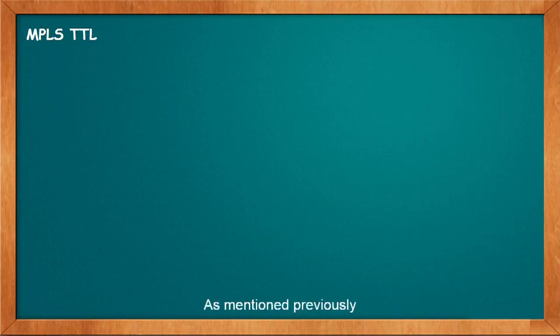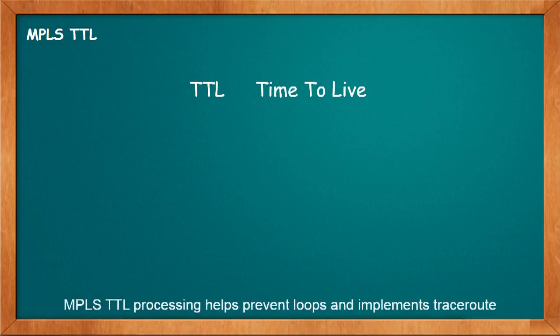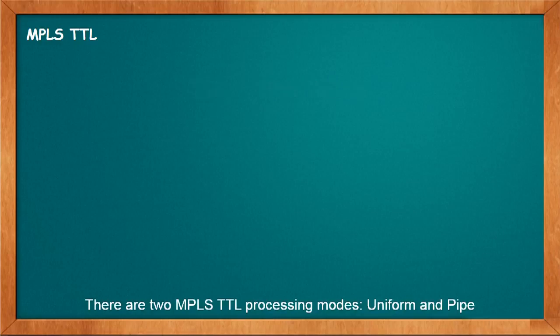As mentioned previously, the 8-bit TTL in an MPLS header has the same meaning as the TTL field in an IP header. MPLS TTL processing helps prevent loops and implements traceroute. There are 2 MPLS TTL processing modes, uniform and pipe. The default mode is uniform.